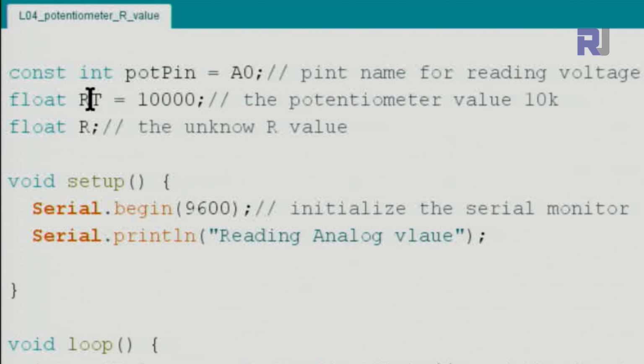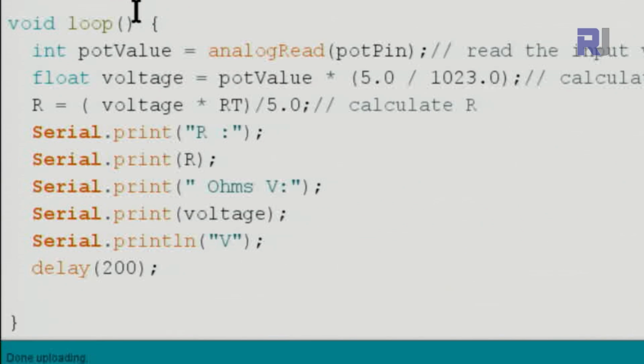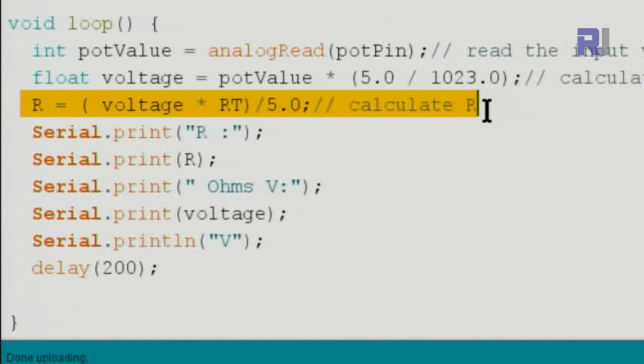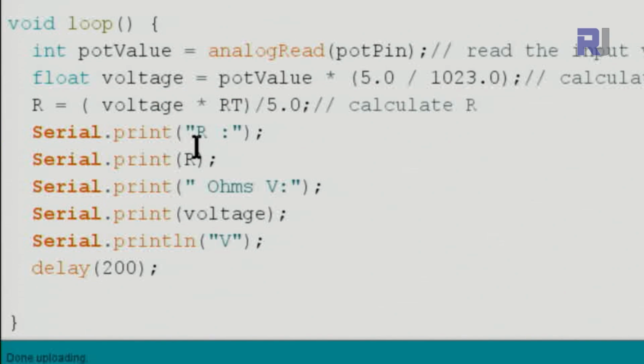First RT, that's the total of the potentiometer, 10,000 ohm or 10 kilo ohm, so we put 10,000, and both of these have been defined as float here. After that, this is the only line that I've added: voltage multiplied by RT divided by 5. So this calculation will be stored in R, which has been defined above. This is the R value, and we print R, and then in ohms, and then the voltage. Everything else is the same except I've added this line and removed the pot value. I've uploaded the code. Let me open it.